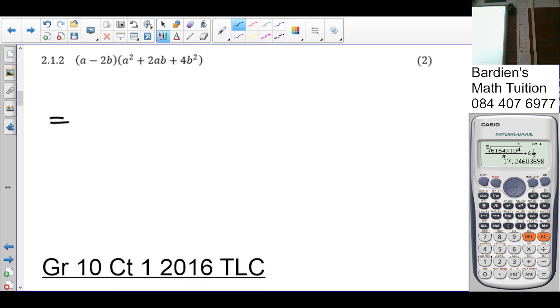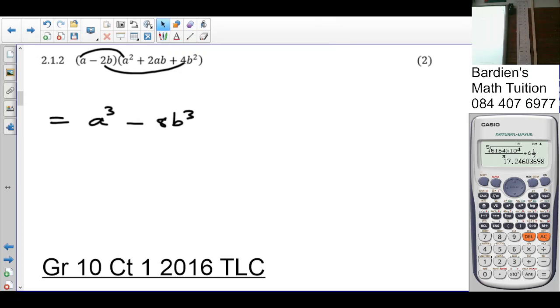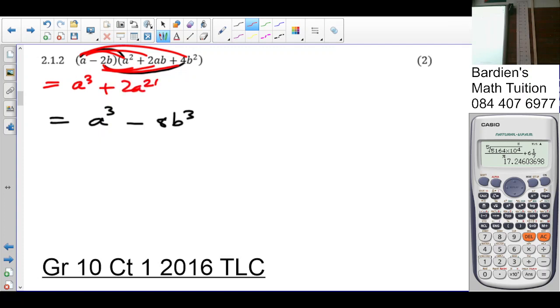As you can see, the first term squared, the middle term is the opposite operation with the first term times the second term, and the last term squared. So I can say it's going to be a cubed minus 8b cubed. Now say you didn't know, of course what we need to do is to multiply it out. So a times a squared is a cubed, a times 2a is going to be 2a squared b, a times 4b squared is going to be 4ab squared.